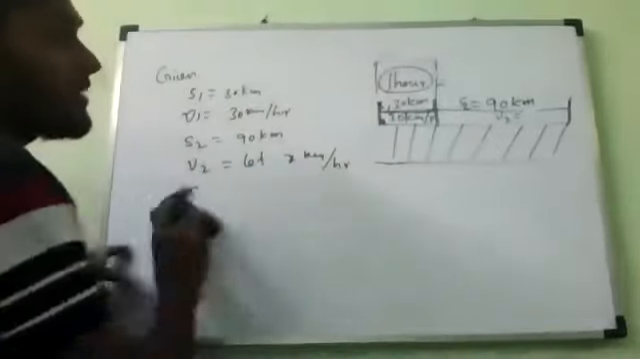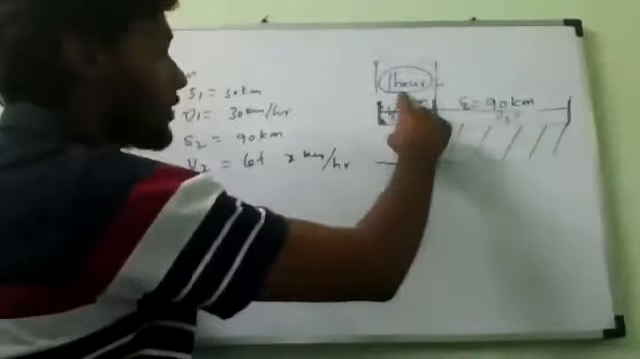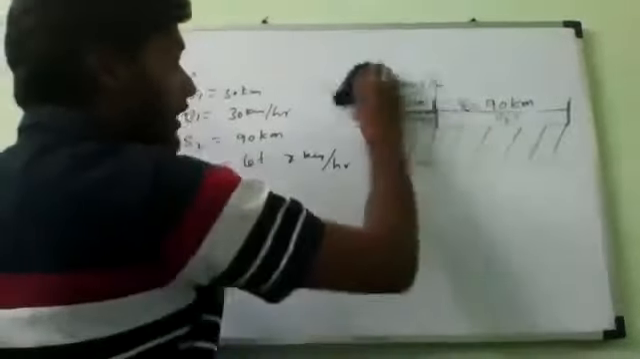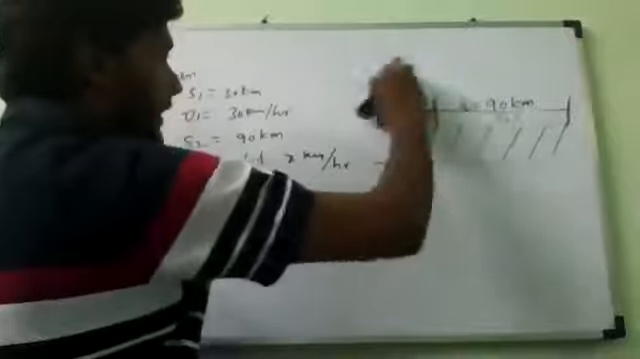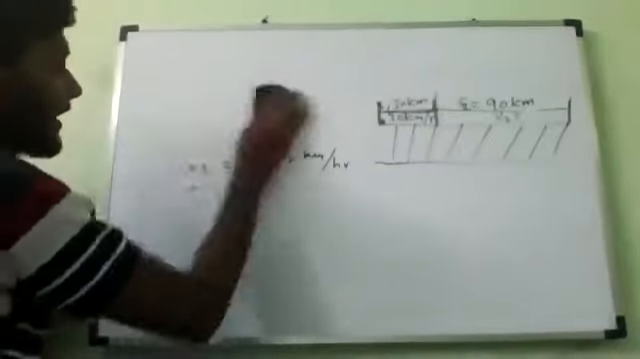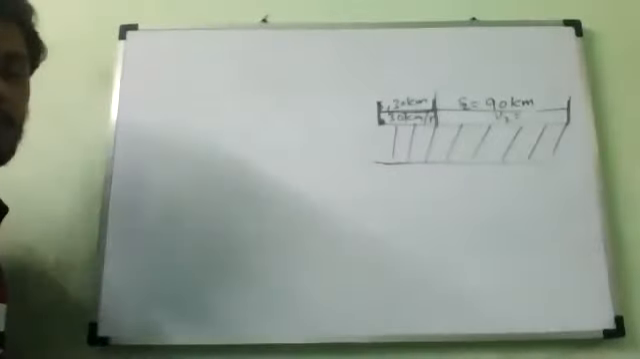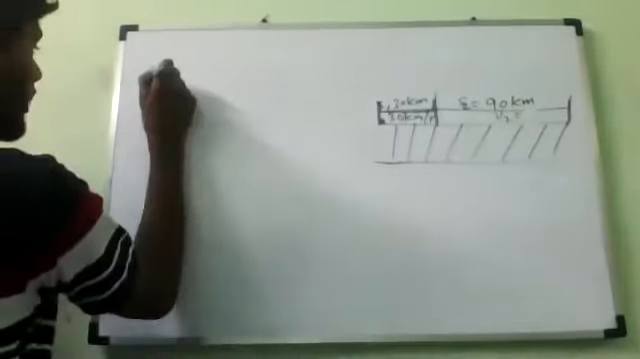So now the total journey is made into 2 parts. This is part 1 and this is part 2. Now for part 1, they have given distance as well as speed. So from that, can I calculate the time traveled for the distance? Can I calculate or not?